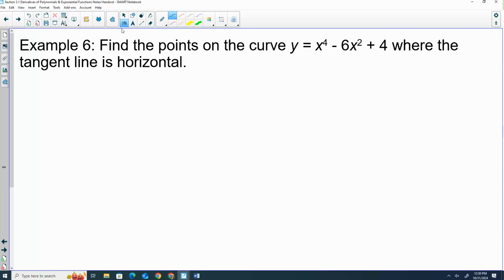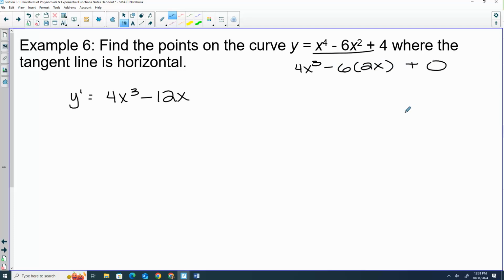So, our derivative would be what? 4x cubed minus 12x plus 0. Good. You guys know where that came from? Remember the 4 comes down, subtract 1 from the power, 6 times derivative of x squared is 2x. Derivative of 4 is 0. So we get 4x cubed minus 12x.